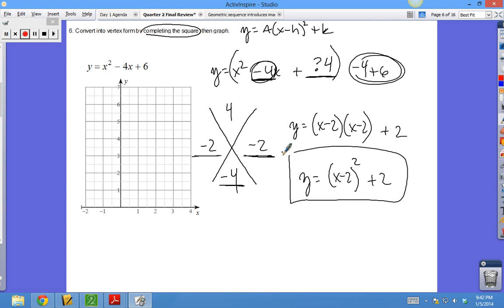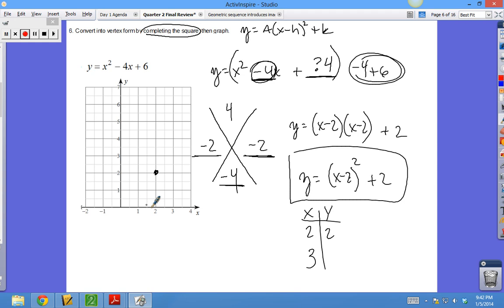Okay, now if it's in vertex form, this tells you to go right 2, this tells you to go up 2. So go right 2, up 2, graph your vertex. I just need one more dot. So here's what I've got so far. X, Y, I've got over 2, up 2. So I'm going to try a dot close to this. I'm going to try 3.